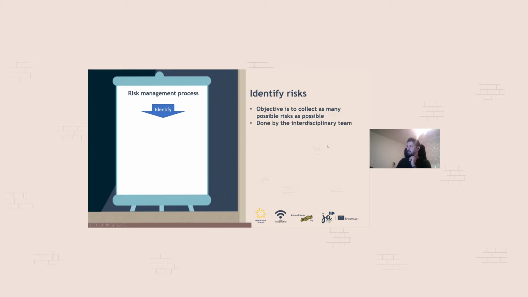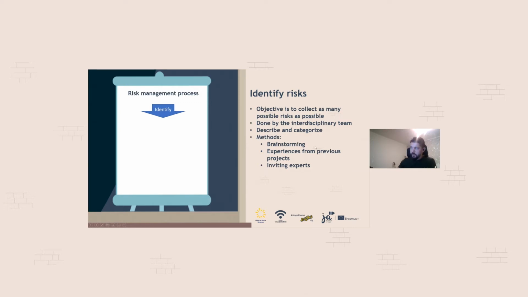It's done by the interdisciplinary team, and we need to describe and categorize. So it's not just that I write down one word and that's it, and if someone else reads it, they won't understand. I need to write down the name of the risk, then describe it a little bit, what I mean by that, and then put it in a category of what will be affected by that risk if it would happen.